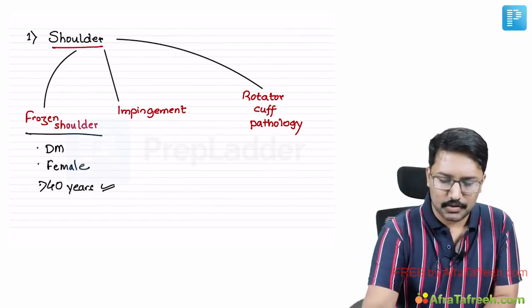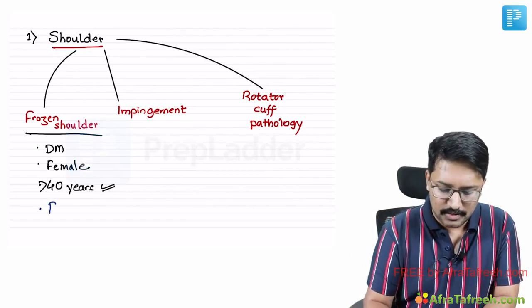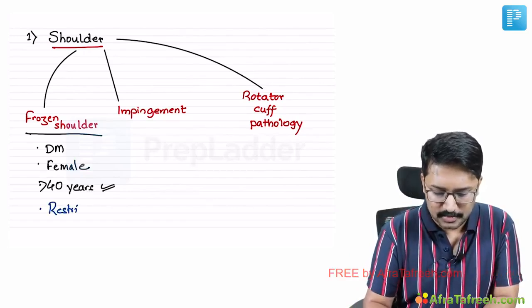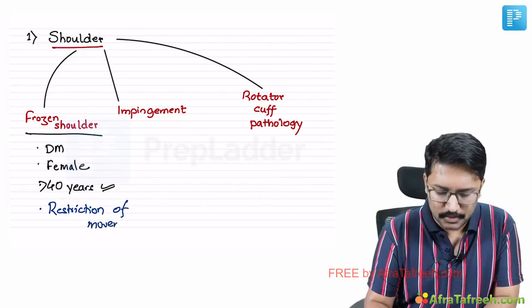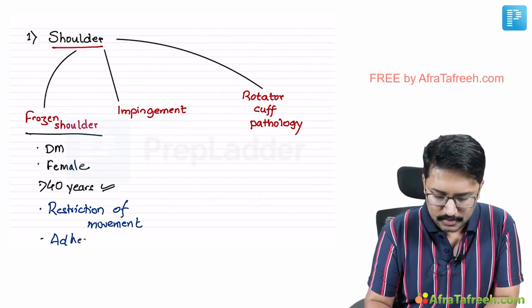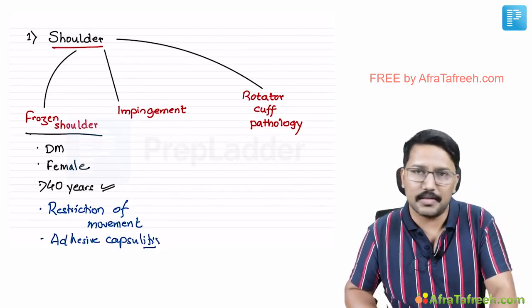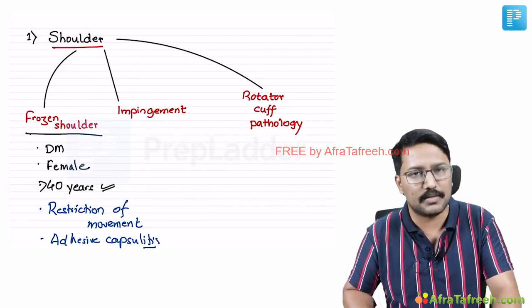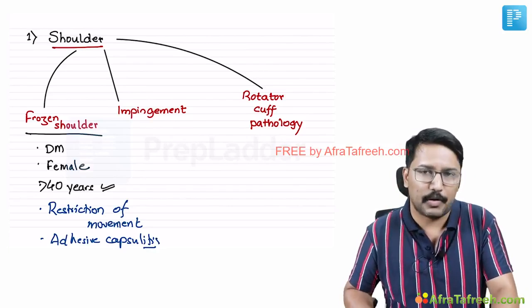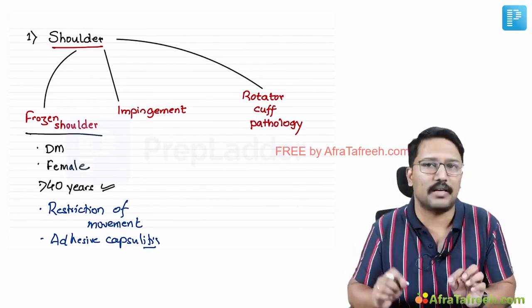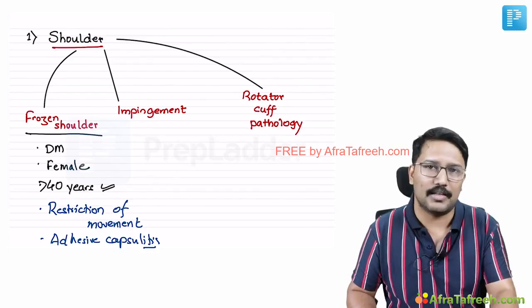So why do we call it frozen shoulder? We call it frozen shoulder because there is restriction of movement and there is pain, right? Now, why is there a restriction of movement? This restriction of movement is because of adhesive capsulitis. Why is there adhesive capsulitis? We don't know. We know that diabetes is a risk factor, female gender is a risk factor, and age is a risk factor. But beyond that, we don't have an established link between diabetes mellitus and adhesive capsulitis.